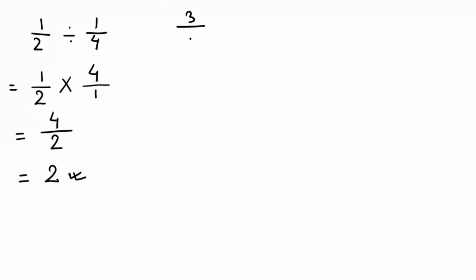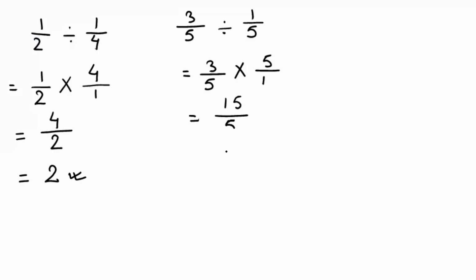3 over 5 divided by 1 over 5. So what do we have to do? We keep the first fraction as it is, so 3 by 5 will come like this. And we change the divide sign into multiply. As we change the divide sign into multiply, we flip the second fraction. So 5 will go up and the 1 will go down. 3 times 5 will be 15. 5 times 1 will be 5. It further breaks down into 3.